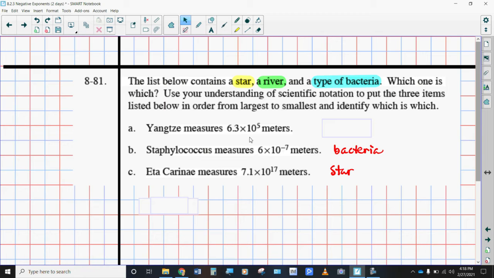And then the one that's in the middle, 6.3 times 10 to the fifth, is going to be like 630,000 meters. Oh, meters, not miles. Okay, that makes me feel a little bit better. It's not wrapping around the earth a bunch of times, but it's meters. So that's a fairly sizable river, and it looks like it's probably a river in China because the Yangtze sounds Chinese. So yes, that is definitely the river.